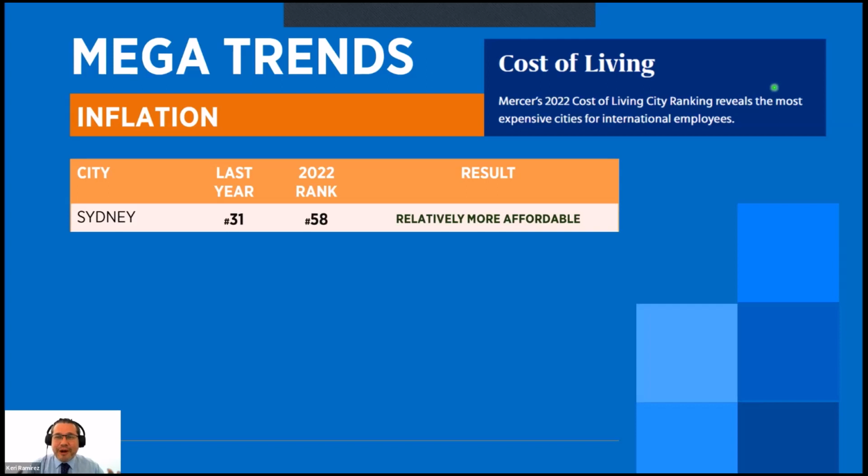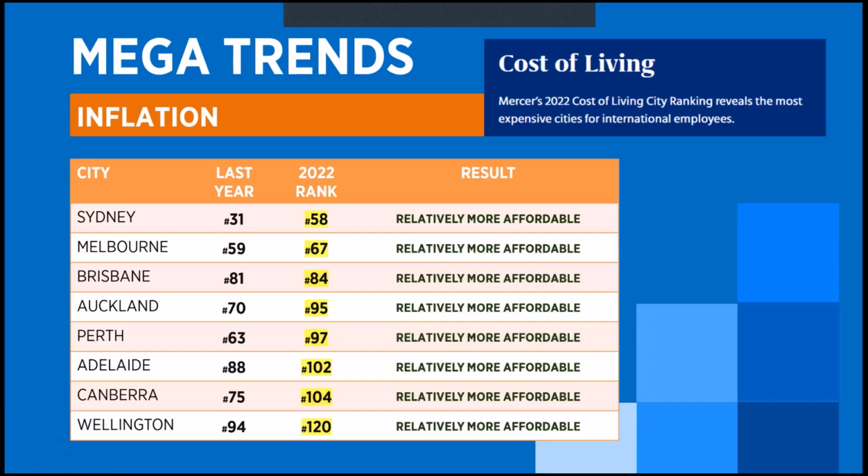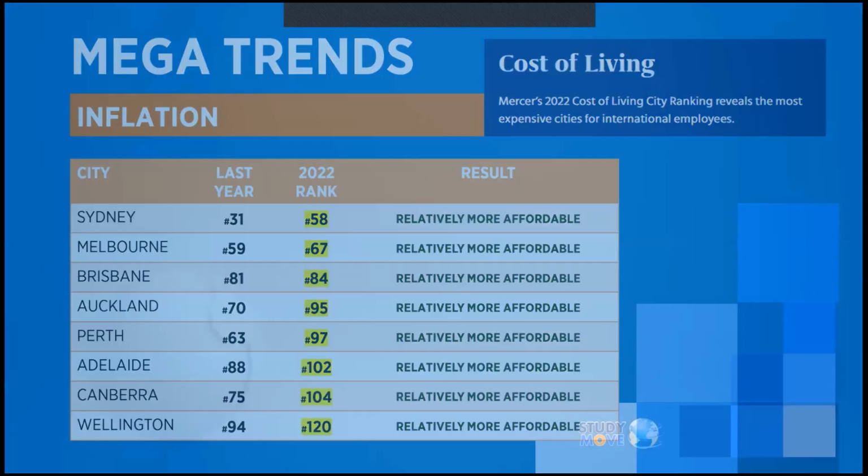It's this very weird combination where it seems that Sydney is better off in comparison to others, but it still costs you more to live here. So how we're going to communicate that to international applicants is going to be very, very important. And this is not only the story of Sydney. Every single city from Australia and New Zealand listed in the Mercer 2022 cost of living had that experience. Canberra, 75 to 104, and Wellington is now in the 120s.